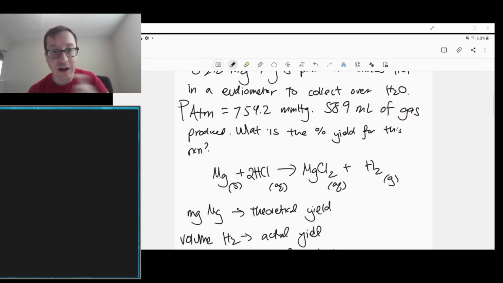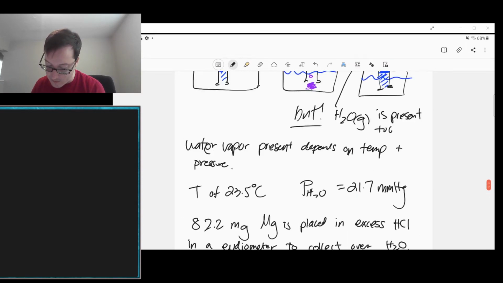So if the pressure outside is 754.2, that means the pressure inside must also be 754.2 millimeters of mercury. That's our total pressure inside the tube as well as atmospheric pressure. So when you're doing these, those two are the same. Otherwise, we would push more. If we had a higher pressure, we would push more water out of our tube, increasing our volume. So just accept it, I suppose. The pressure outside and the pressure inside are the same.